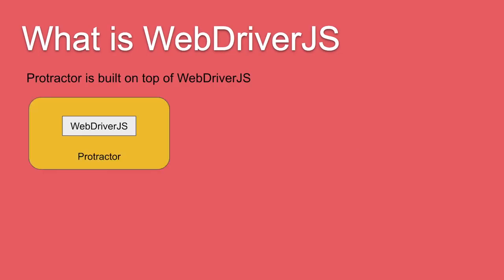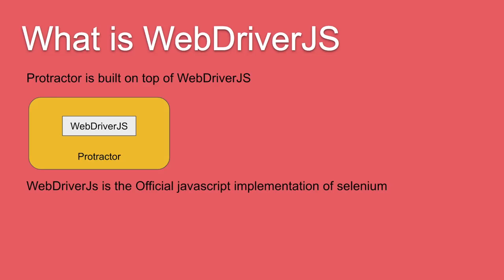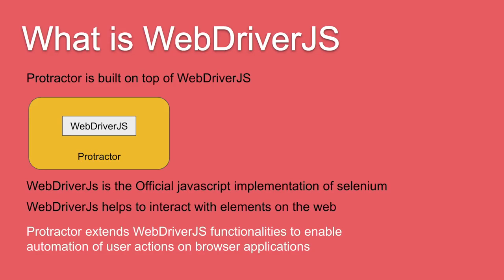It is built over WebDriver JS, which is a binding for Selenium that is used to interact with the browser. So we have functionalities or methods in WebDriver JS that are used to interact with the browser, and Protractor is a wrapper over this. WebDriver JS is the official JavaScript implementation of Selenium. Like we have implementations of Selenium in different languages like Java, Ruby, PHP, C Sharp, we have a JavaScript implementation which is called WebDriver JS, and it helps to interact with the elements on the web. And Protractor is a wrapper over WebDriver JS and it extends its functionality.